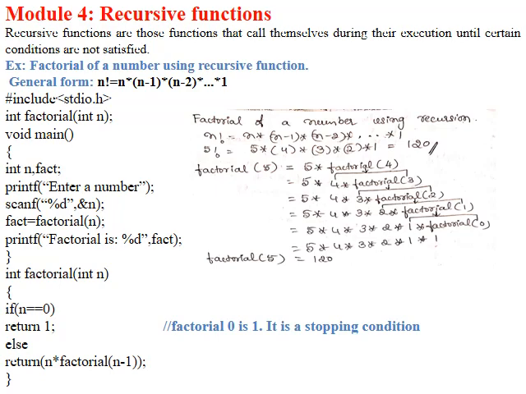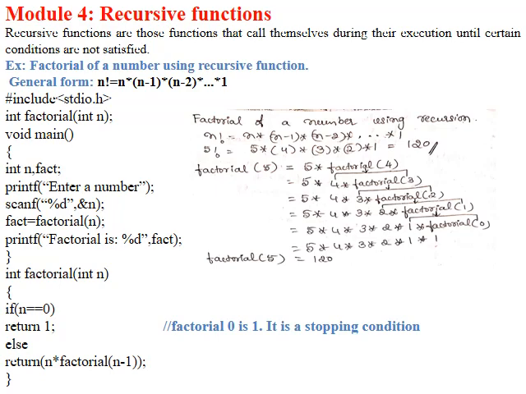Now factorial of 4 means again the factorial function is called. So again control will come back to int factorial(int n). Now the value of n is 4. So again the condition n is equal to 0 is tested. Now 4 is not equal to 0, so the else part is executed. So the return part is executed, that is n into factorial of n minus 1. Now it becomes 4 into factorial of 3. So 5 into 4 into factorial of 3.